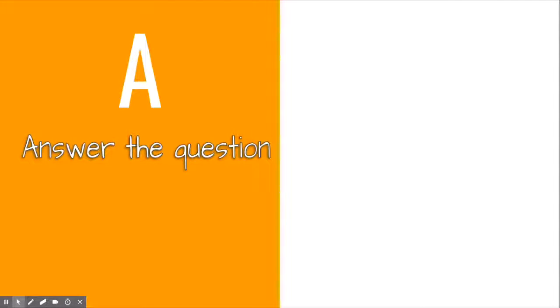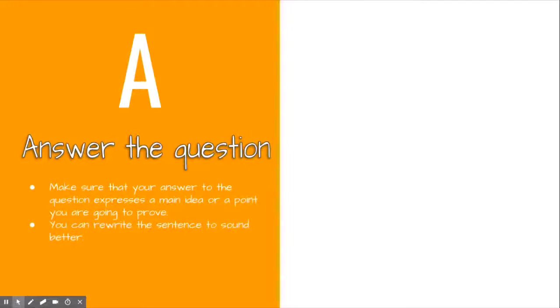So some guidelines on this. Make sure that your answer to the question expresses a main idea or a point that you are going to prove. This is like if you were to boil down your answer to one sentence, it's going to be this one, because you answer the question. You can rewrite the sentence to sound better. You can also split your answer into more than one sentence.